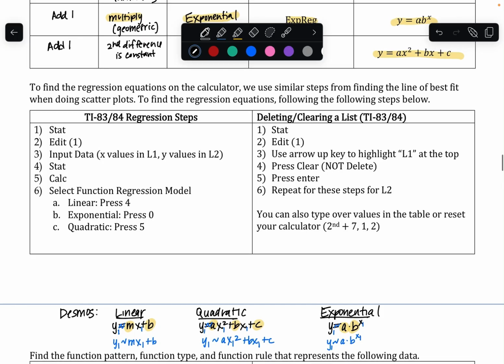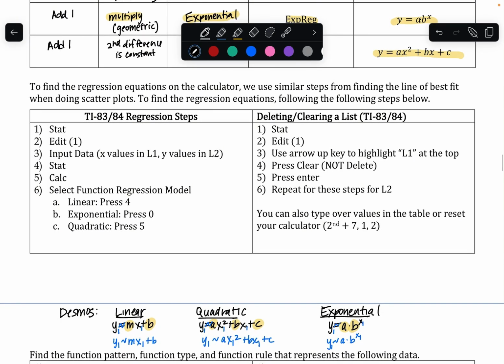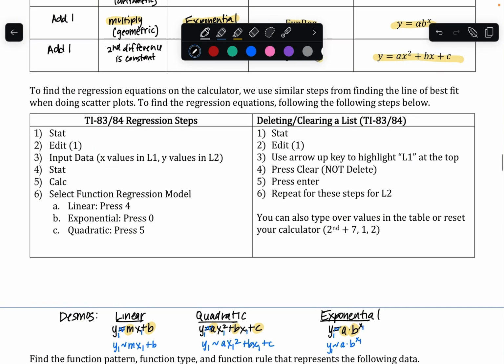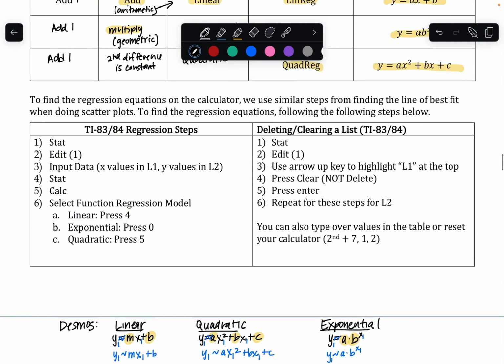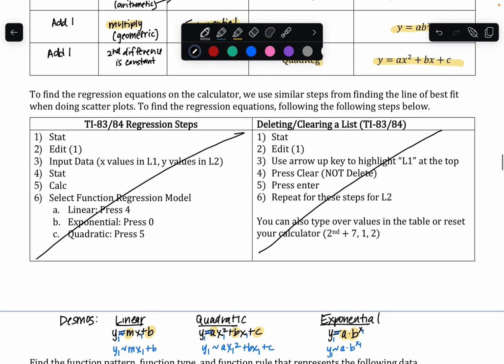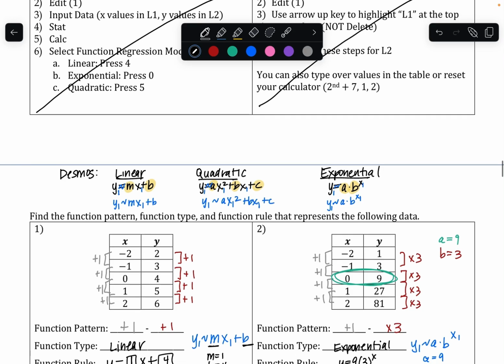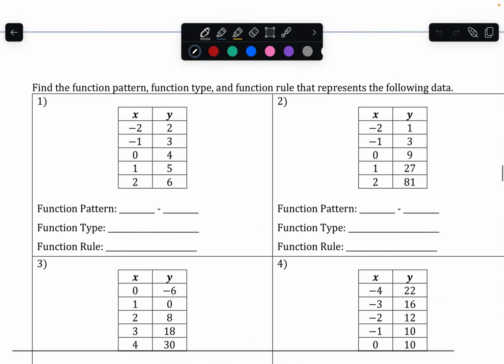Okay, and so here are the listed steps for using a calculator, but we are going to use Desmos. And so you can kind of ignore these if you're following along with these notes. All right, so the first thing you have to do is identify what kind of function you are working with.